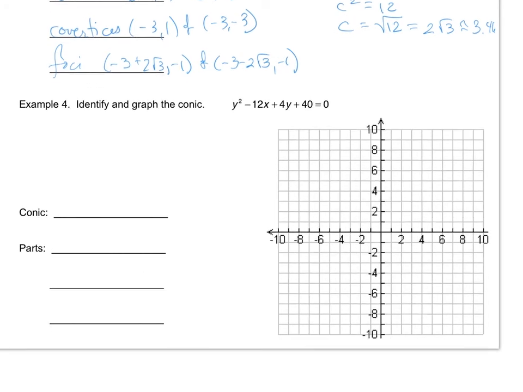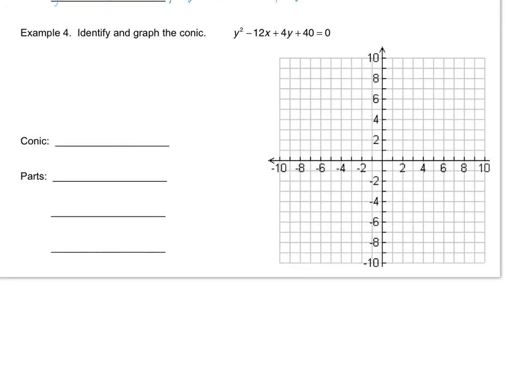Now, looking at the next example, we see that only one term is squared. So we know what type of conic section this is. It is a parabola. We don't even have to do any work to identify that conic section because only one term is squared. So I'm going to go ahead and leave my y terms on the left, and I'm going to move all the other terms, the x term and the constant, to the right-hand side.